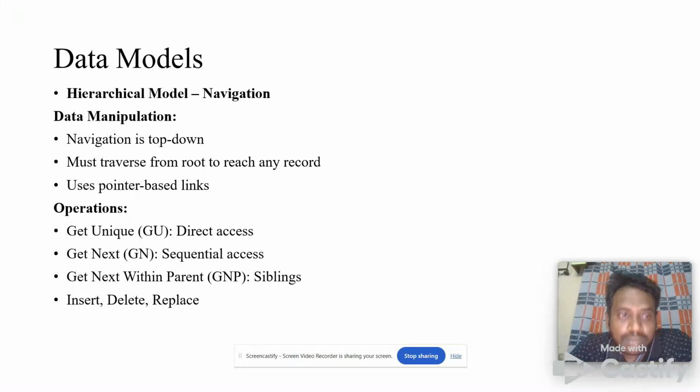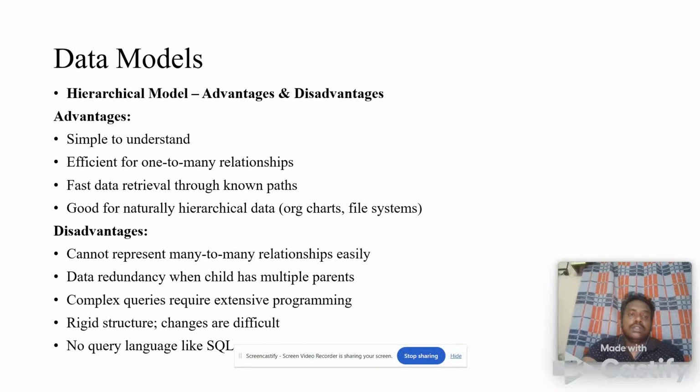Coming to data manipulation, since it is a tree-like structure, the navigation of information is done in a top-down approach. It must travel from the root to the leaf node to reach any record. For accessing the information, it makes use of pointer-based links, with operations like get unique, direct access, get next, and sequential access, siblings. We can insert, delete, and replace records.